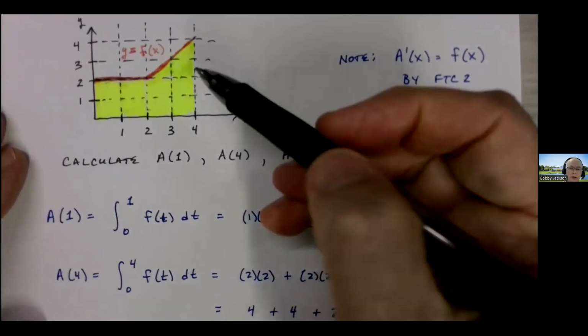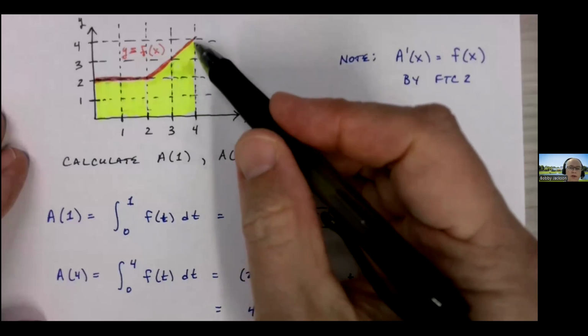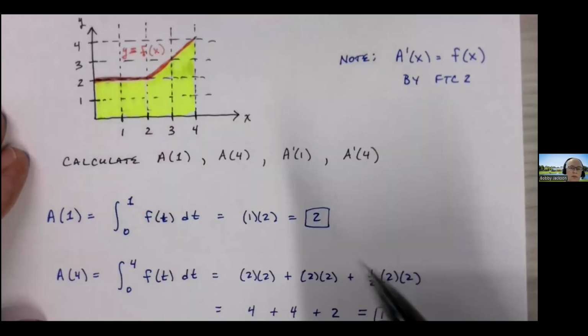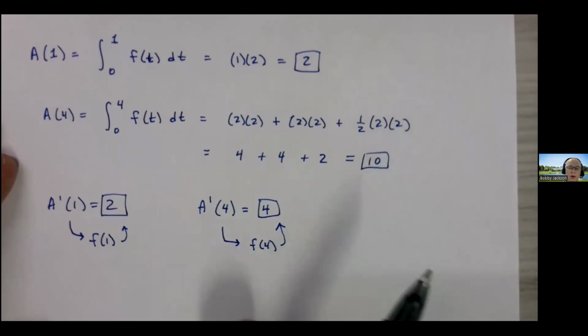A prime of 4 is just f of 4. And what's the value of the function at 4? Well, the answer is it's 4. So A prime of 4 is 4.